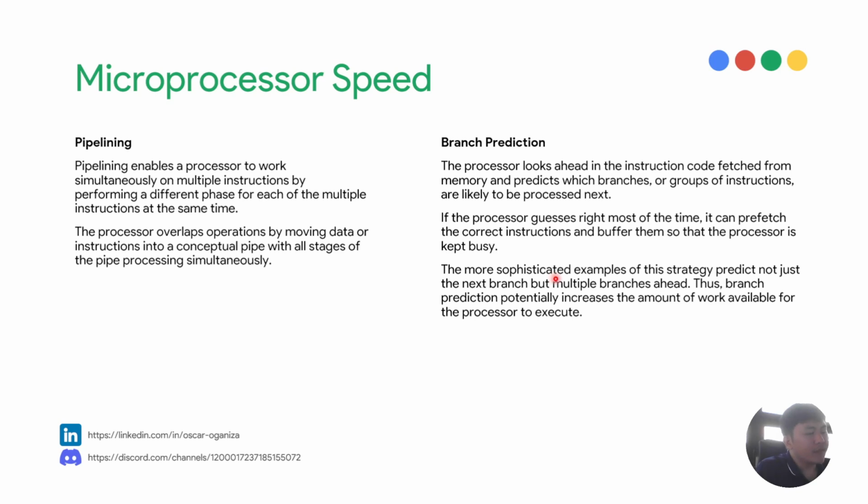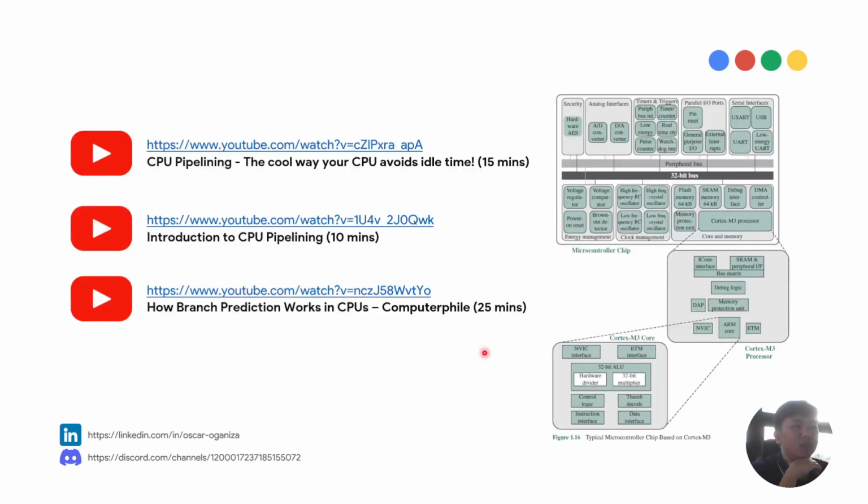Okay? The more sophisticated examples of this strategy predict not just the next branch or the next step, but multiple branches ahead. So dito, kung speed ng processor mo is gigahertz na, mas mapapabilis, mas maganda yung sequence, yung order niya. Tsaka kung okay yung order ng instructions mo, mas mabilis nga yung pag-execute ng mga instructions. Branch prediction potentially increases the amount of work available for the processor to execute. Okay?